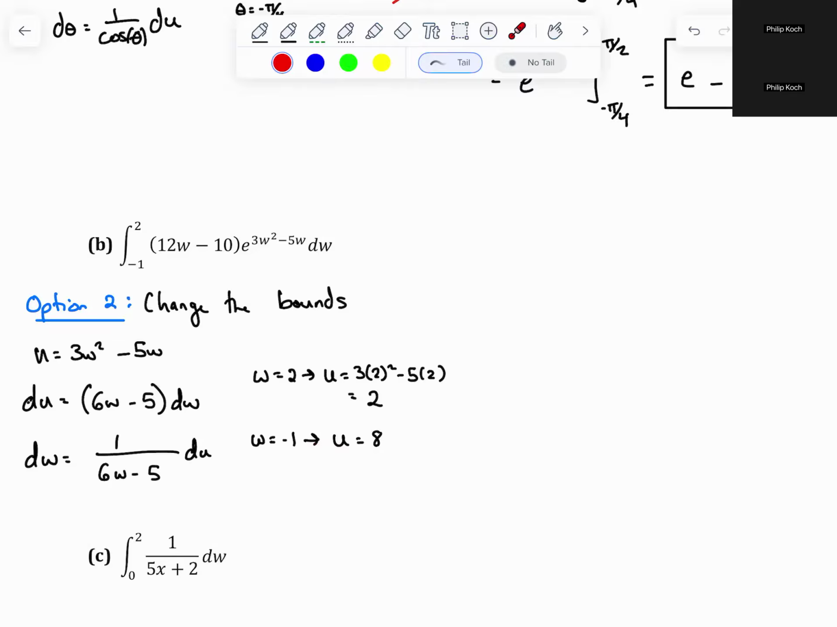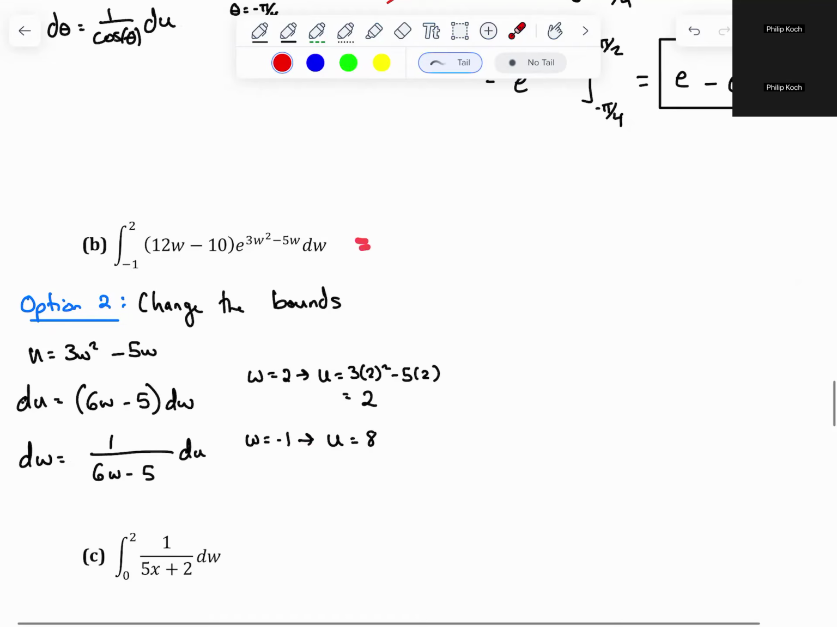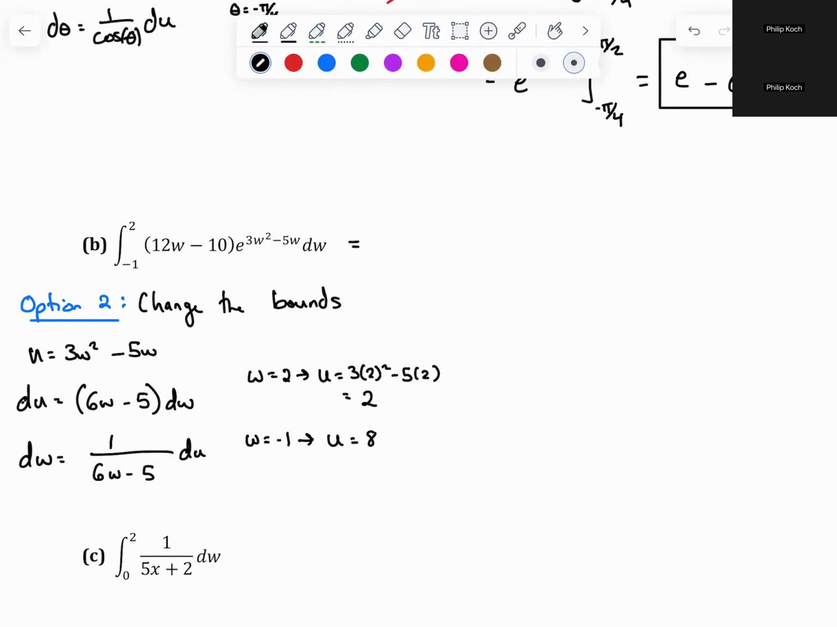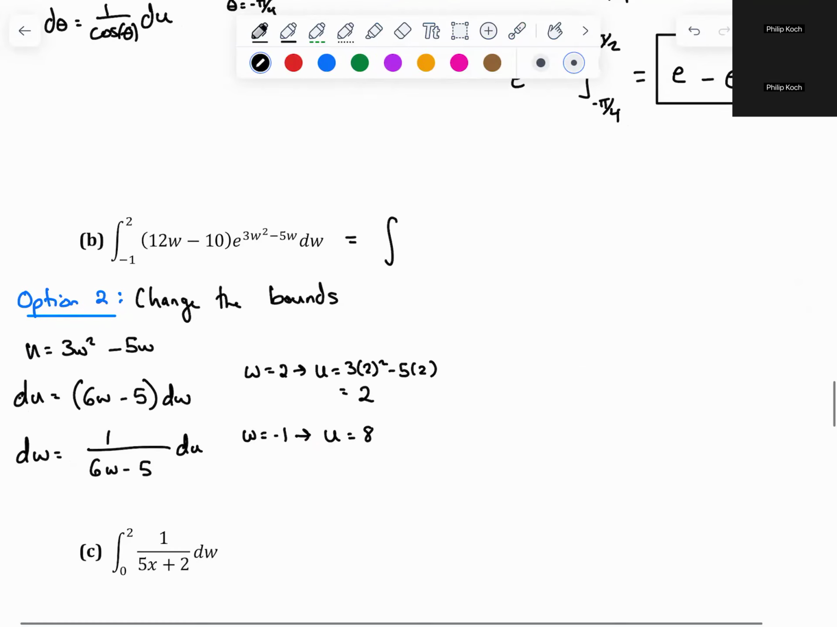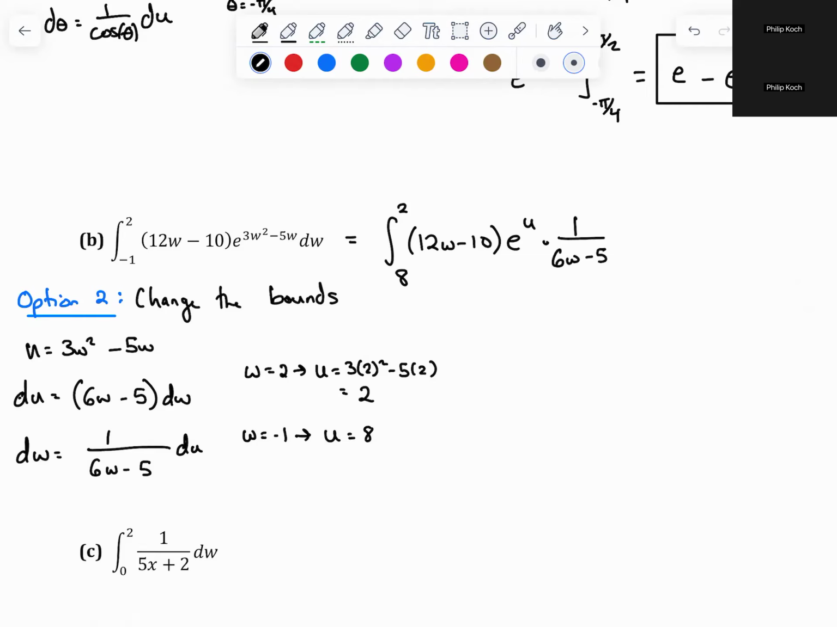So when w is equal to -1, we get 3 minus -5, which is 8. So the w equals 2 is the top bound. The w equals -1 was the bottom bound. So this now becomes the integral from 8 to 2 of (12w minus 10) e to the u times 1 over (6w minus 5) du.